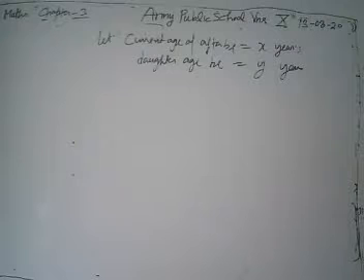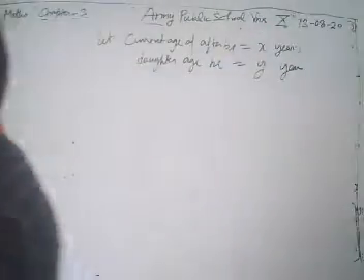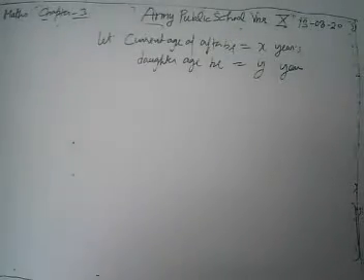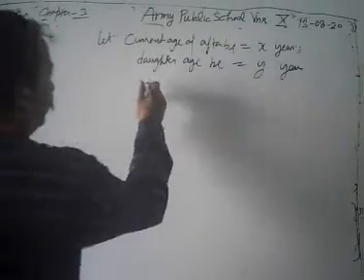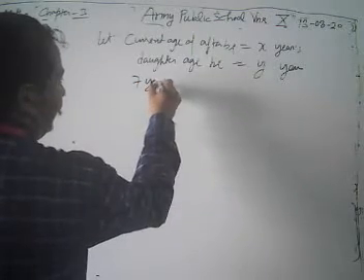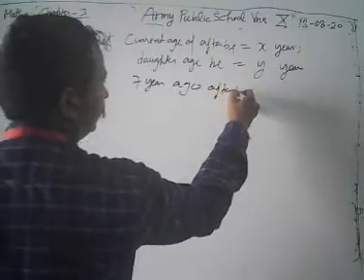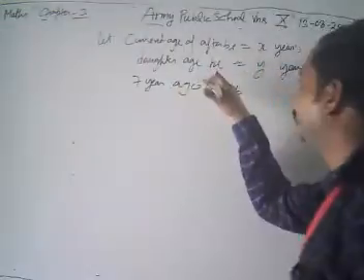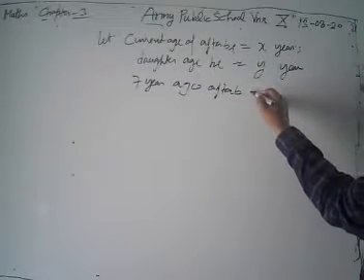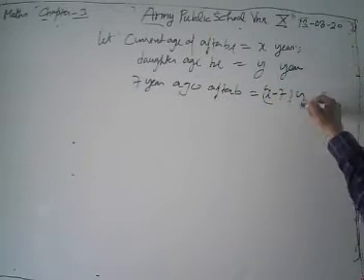Now look again. 7 years ago, Aftab tells his daughter, 7 years ago I was 7 times as old as you were then. That is, 7 years back from today I was 7 times what you were at that time. So 7 years ago, Aftab's age: if today he is x years, then 7 years ago it was x minus 7 years.